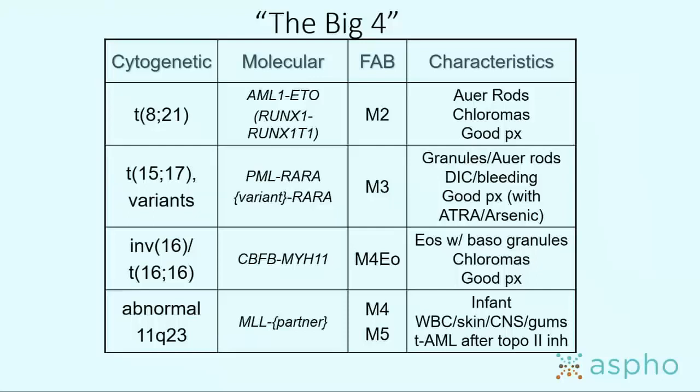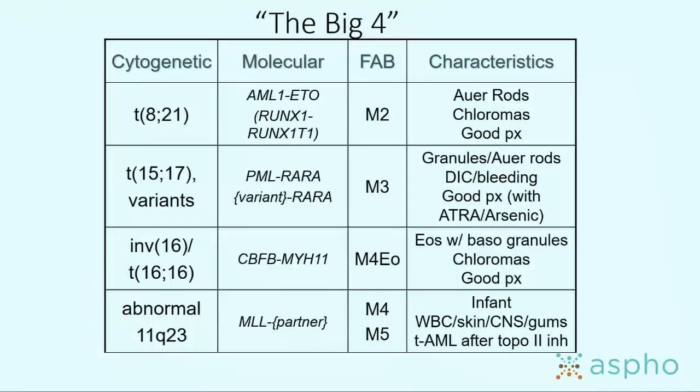It's associated with a specific morphology, FAB morphology, we'll talk about that in a moment, called M2. And then there are some characteristics. These are the leukemias that most prominently have Auer rods. This is the leukemia that's most likely to be associated with solid chloroma masses as part of the AML presentation. And this is one of the 2 core binding factor leukemias, the 8;21 and the inversion 16, which is the 3rd one down, that have good prognosis generally in AML.